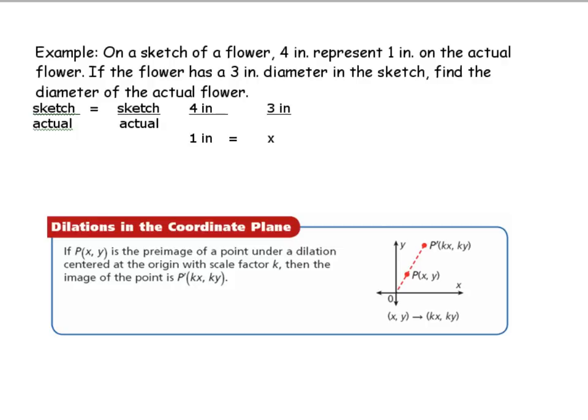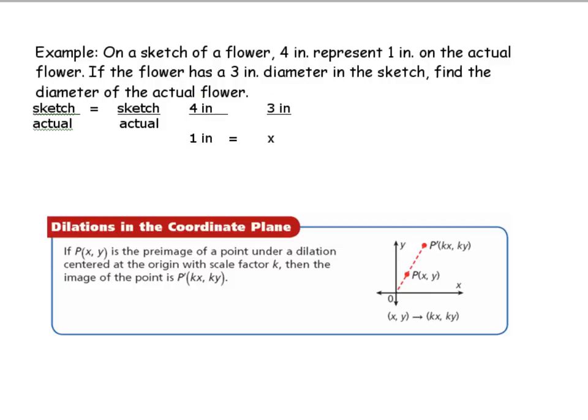When you normally set these up, your best option is to take whatever the sketch distance is and divide it by the corresponding actual distance, and then set that equal to the other sketch distance, the diameter in this case, divided by the actual diameter. Let's say the length of the flower is 4 inches on the sketch and 1 inch actually. We're going to take 4 inches divided by 1 inch, and set that equal to our 3-inch diameter on the sketch over x, because that's what I'm trying to solve for. So this is really our fraction, 4 over 1 equals 3 over x, and we're going to solve.